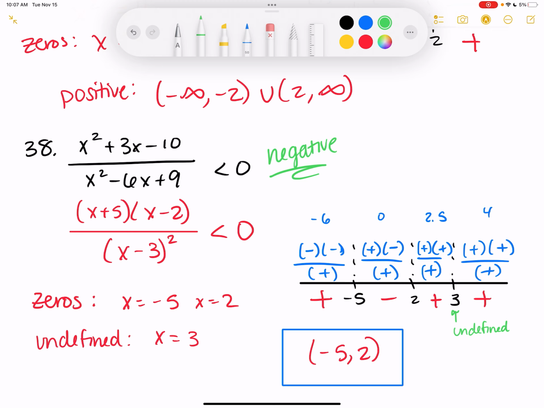If it had been less than or equal to, we would have been able to include both the negative 5 and the 2. If it had been the positive region, we would not have included 3, even if it was greater than or equal to, because it's undefined. We can include zeros when it's greater than or equal to. We cannot include undefined values.